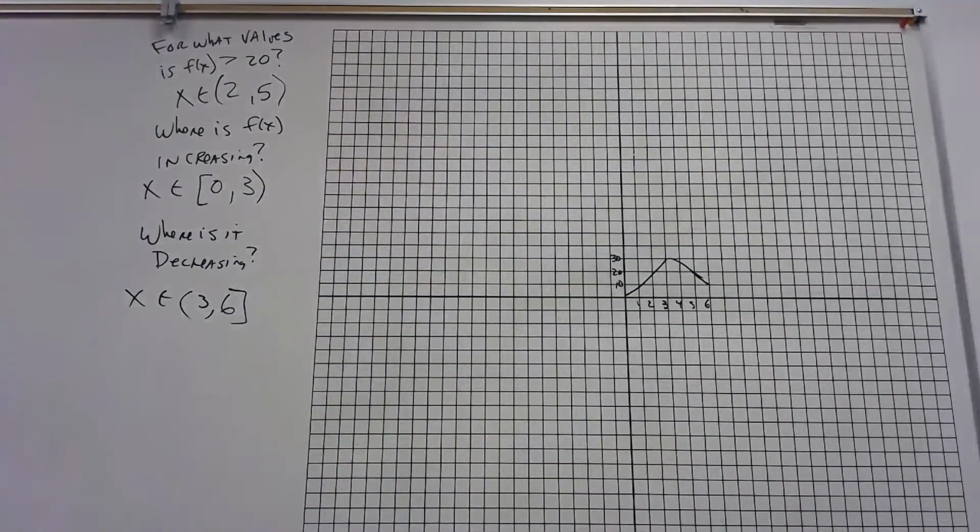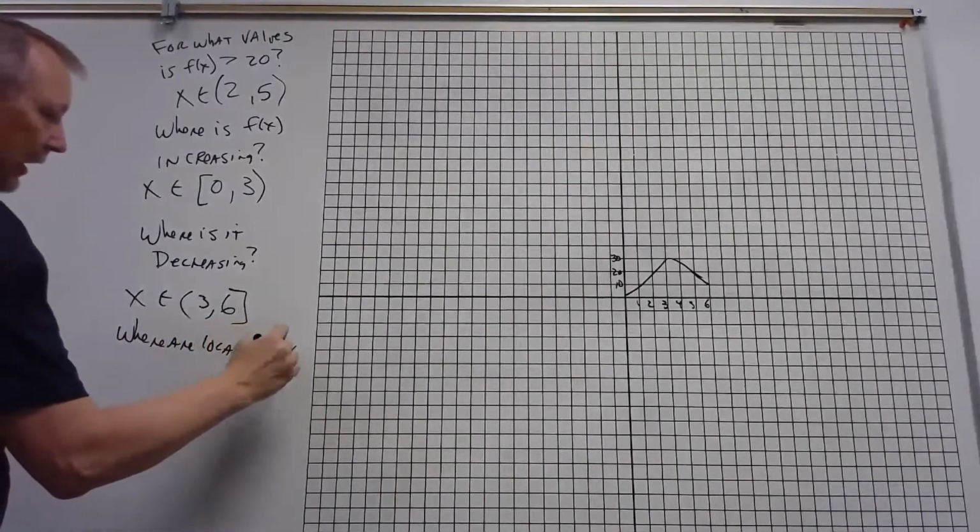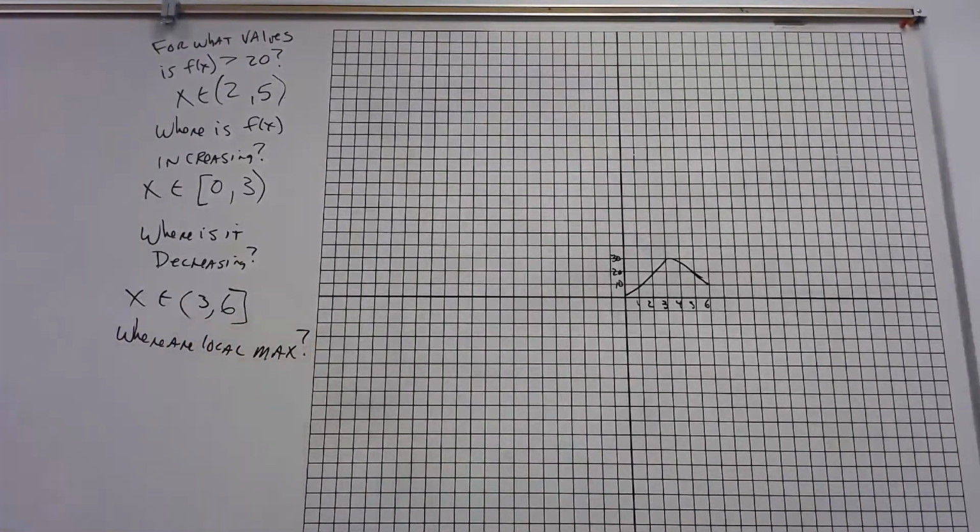I feel bad that I have to keep erasing. Well, I guess I can keep going down here. Where are local maximums? Okay?